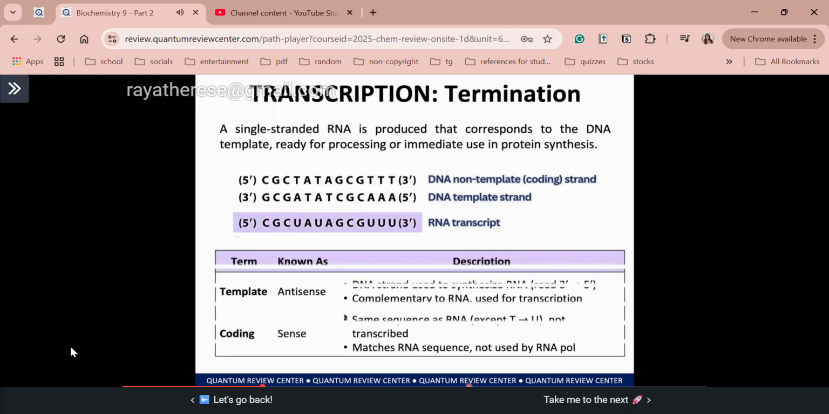So class, here is the summary of your terminologies. Your confusions are valid. During my review, I was also confused with these terminologies. But remember, template is your antisense, and coding is your sense. So I actually memorize it as TACS: Template, Antisense, Coding, Sense.